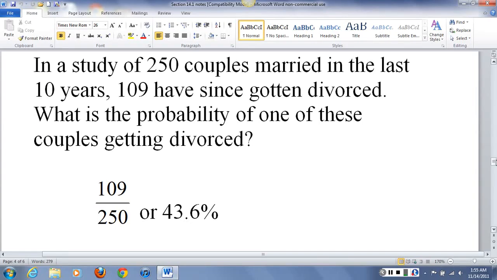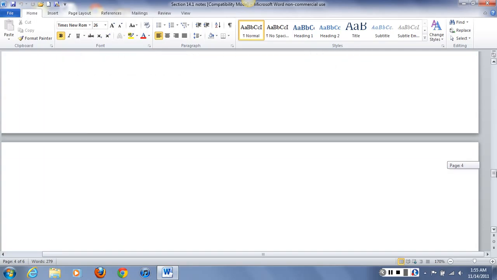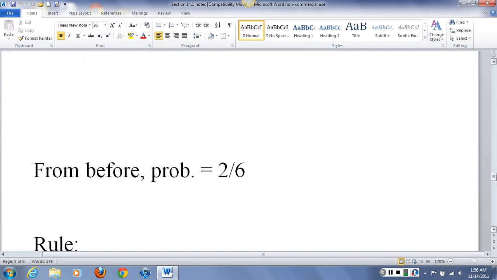Now find the odds. Like I said, it's the relative likelihood of an event happening versus it not happening. So what are the odds for rolling a 4 or a 6 on a die? So we know from before that the probability of rolling a 4 or a 6 is 2 out of 6. Now I said before on the PowerPoint that we say the probability of the event happening versus not happening gives us our odds.